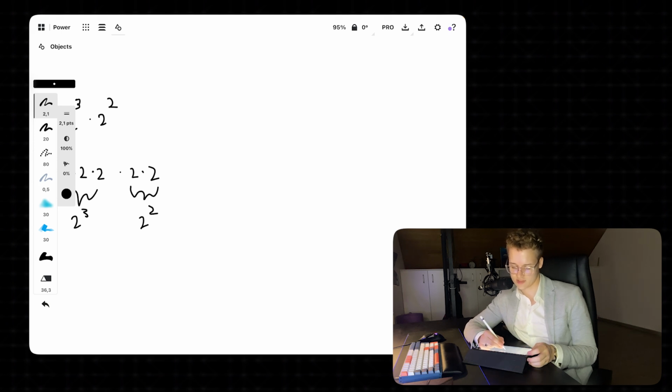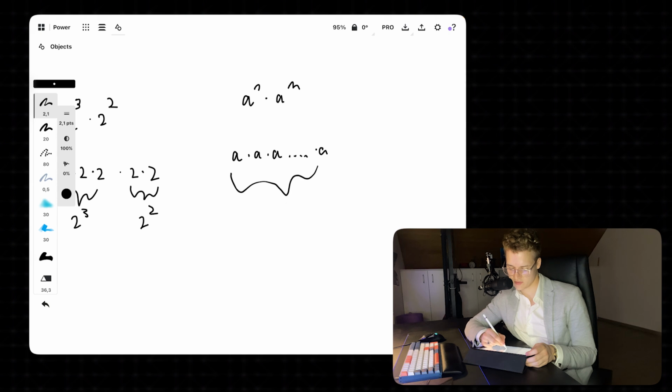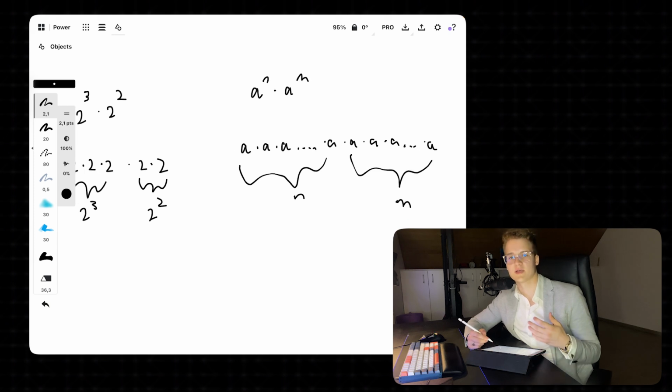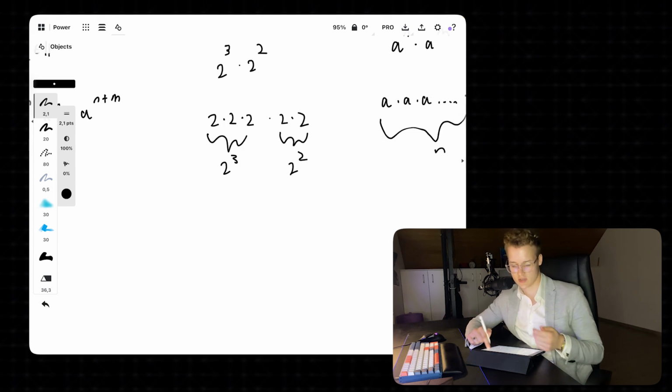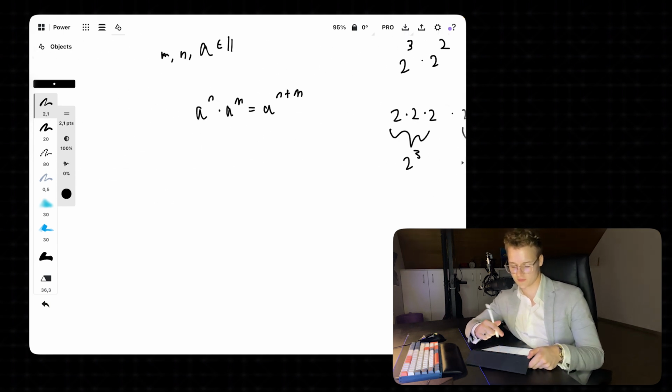And for the general case, a to the power of n times a to the power of m, we're going to have a times a times a, etc., times a, and that's going to be n times. And then we're going to have a times a times a, etc., times a, and that's going to be m times. So together it's going to be n plus m. Okay, that's the first rule.